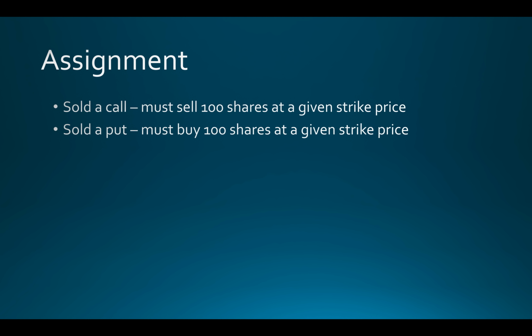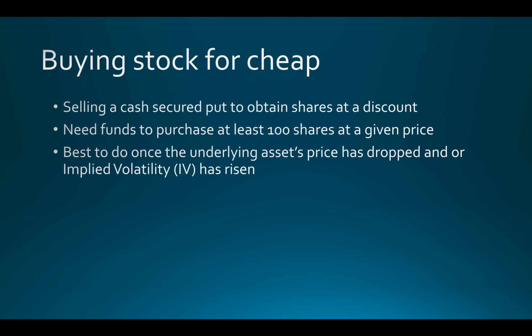So for assignment and what I'll be talking about, if you sell a call, you must sell 100 shares at a given stock price, which is the strike price. And if you sell a put, you must buy 100 shares at a given strike price. So this is what we'll be discussing today: how you can buy stock for cheaper than the asking price.